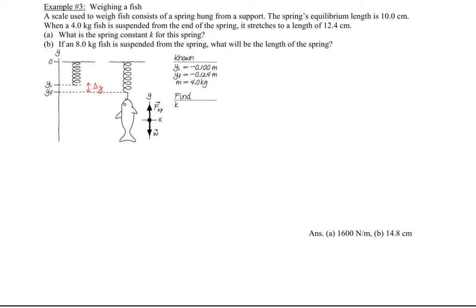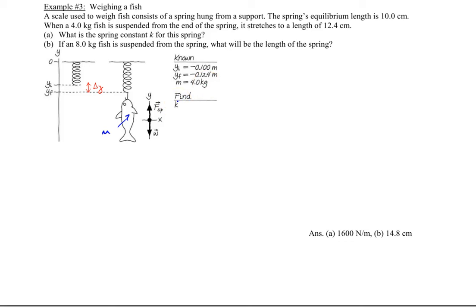Now we could graph it. That would be one way to do it, but that's okay. We're going to just go ahead and use our equation. Now, as you can see in the diagram, part of it's shown. We have the known information. So we were given that it started at 10 centimeters, or 0.1 meters, and we put a negative in here because it's going down below. And then it's stretched to a new displacement of negative 0.124 meters. And the mass of the fish, this m right in here, is given as 4 kilograms. And we're trying to find the spring constant in part A.